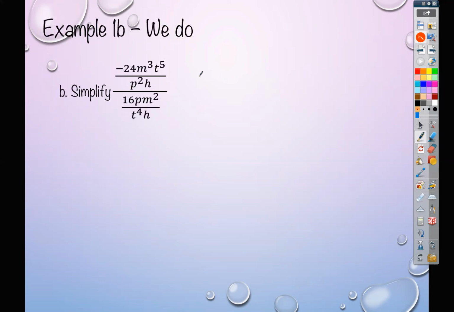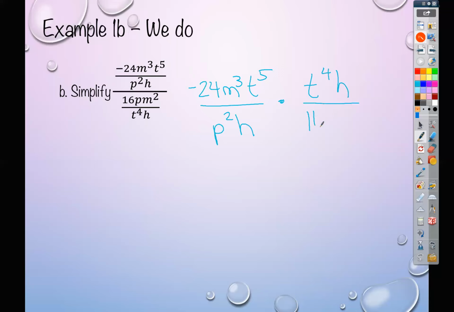Okay, let's do this one together. So we're going to have negative 24m cubed t to the 5th over p squared h, not b, h, times, flip the bottom, so t to the 4th h over 16pm squared. Okay, so let's start simplifying.